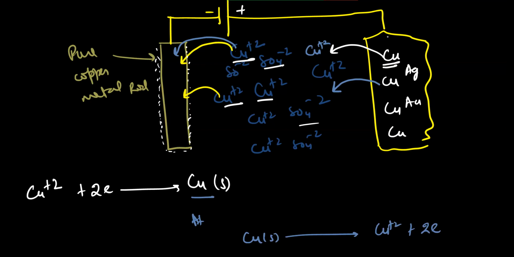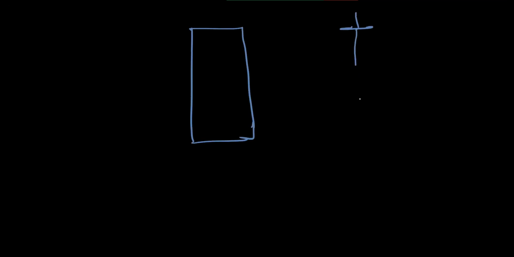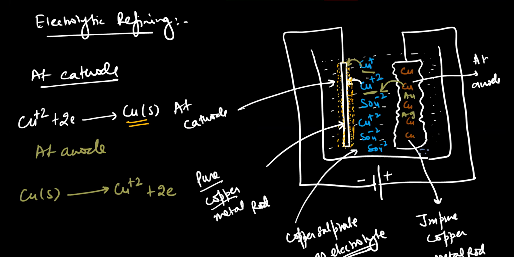Slowly, we will find that this rod will disintegrate. This will become thinner and thinner, and after depositing, this one will become thick. So at the end, what will we get? At the end, this rod becomes very thick. Slowly, this will become thick, and this rod will disintegrate, or it will get consumed. And at the end, there are some impurities at the bottom, and we call it anode mud.